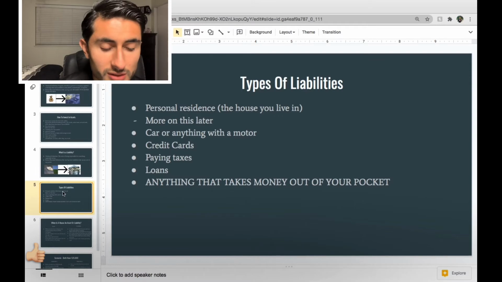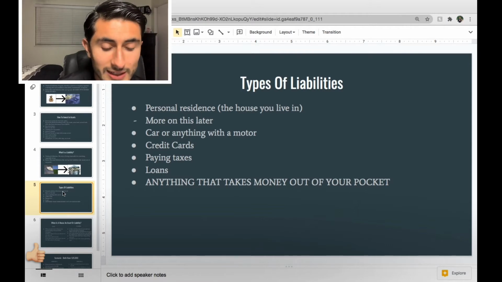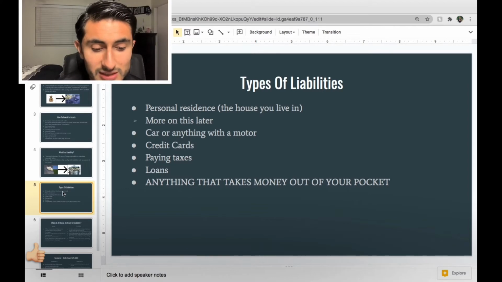So anything with a motor is considered a liability. That includes boats, RVs, motorcycles, cars, for the reasons that I mentioned before. And credit cards are a liability, paying taxes, any type of loan, and just in short, anything that takes money out of your pocket is a liability, alright? Plain and simple.